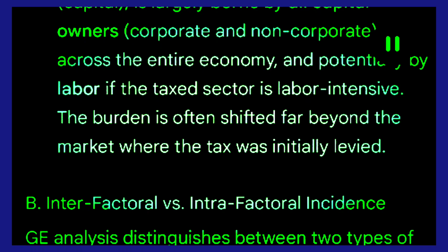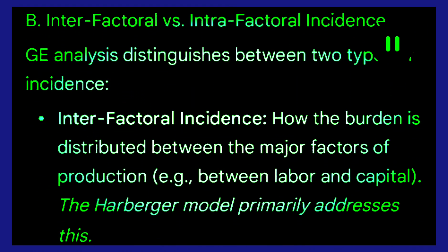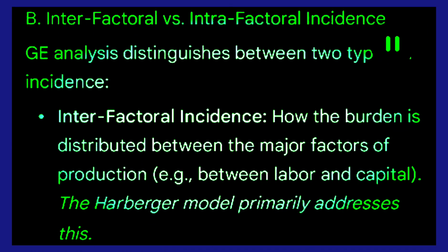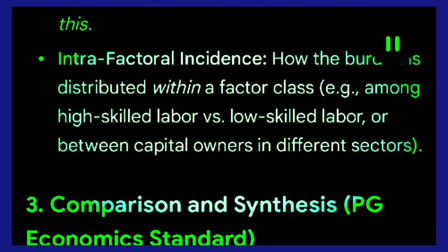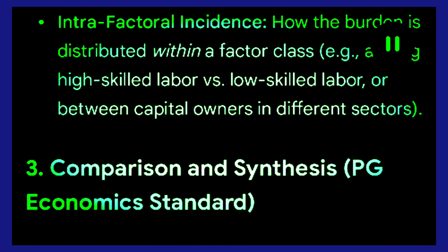B. Interfactoral versus intrafactoral incidence. GE analysis distinguishes between two types of incidence. Interfactoral incidence: how the burden is distributed between the major factors of production, e.g., between labor and capital. The Harberger model primarily addresses this. Intrafactoral incidence: how the burden is distributed within a factor class, e.g., among high-skilled labor versus low-skilled labor, or between capital owners in different sectors.